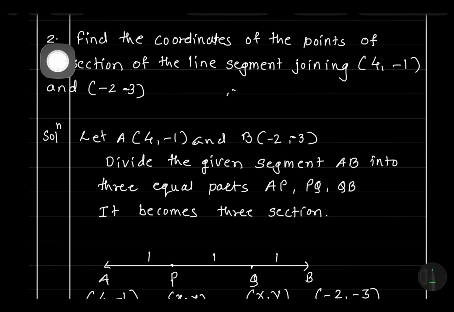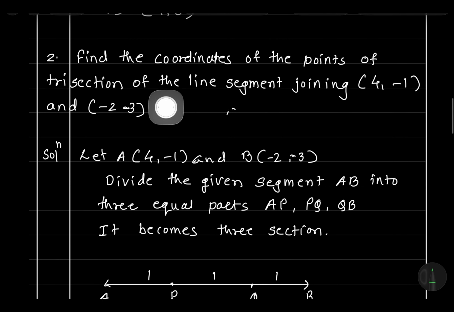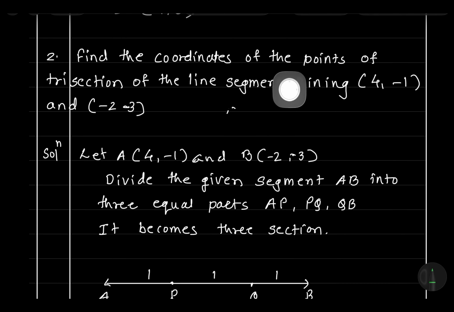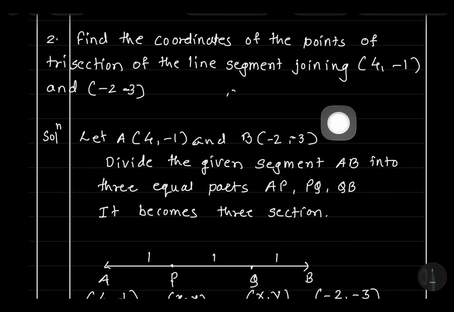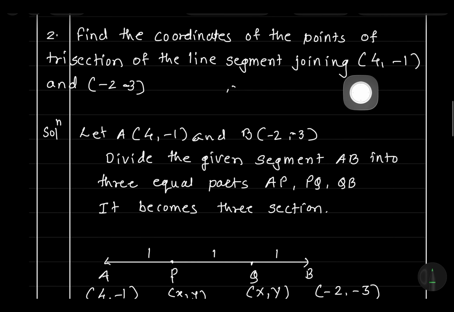Now see question number 2. Find the coordinates of the points of trisection of the line segment joining (4, -1) and (-2, -3). Trisection means 2 points are coming, because of the 2 points, one line becomes 3 parts.